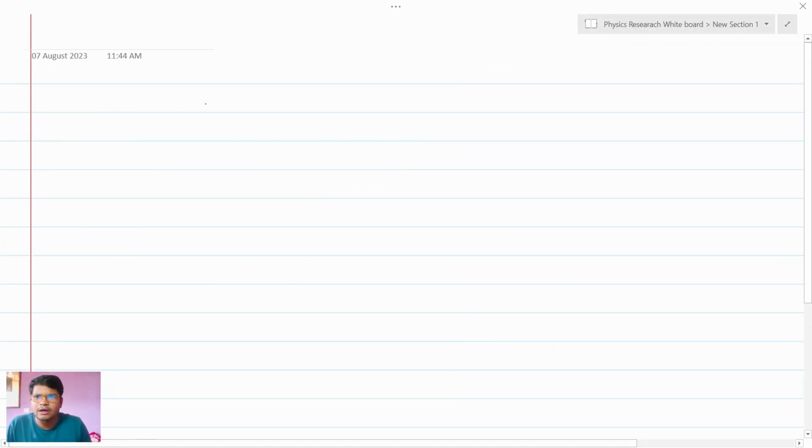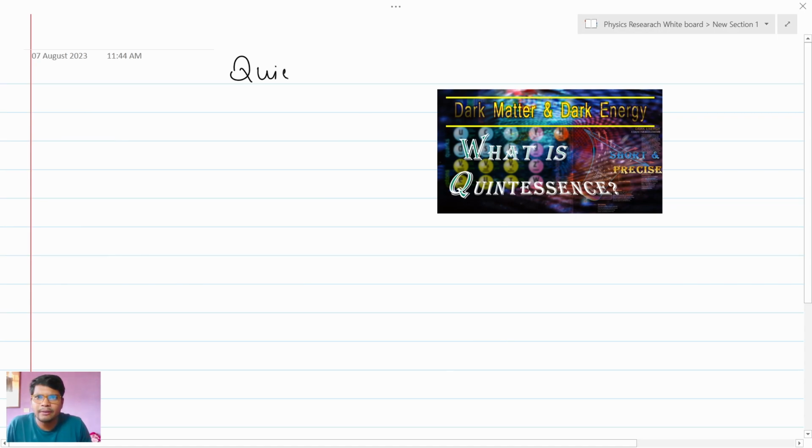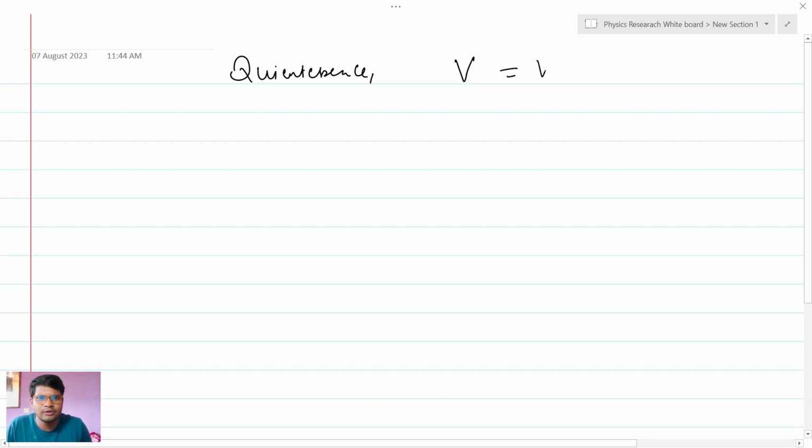Right, so the simplest scalar field is quintessence, correct? For the quintessence, we are going to use the potential V equals V naught e to the power minus lambda kappa phi, because phi has the dimension of mass and kappa has inverse mass. We already know that the exponential has to have a dimensionless argument, so this is what we have to adjust, right?